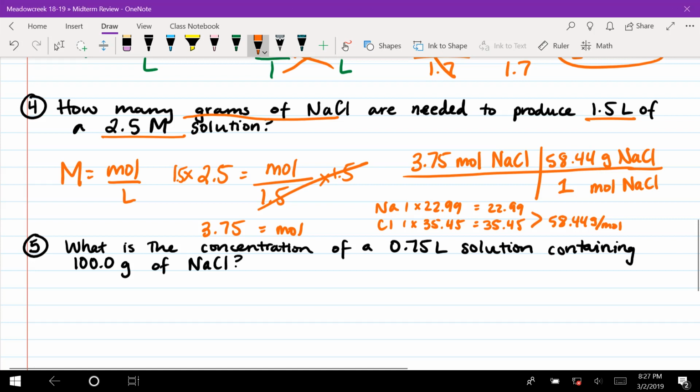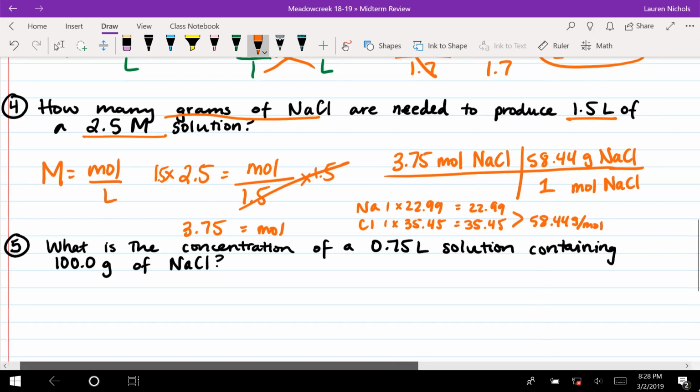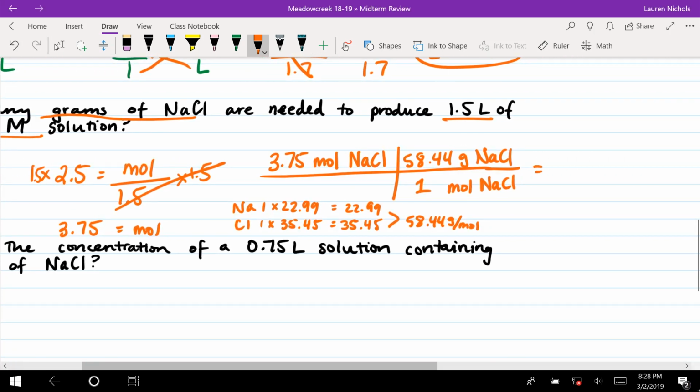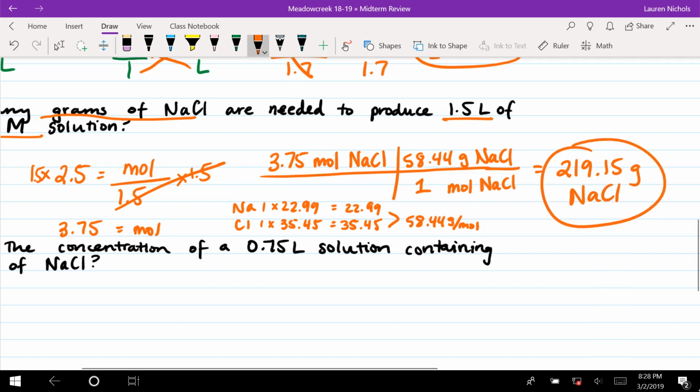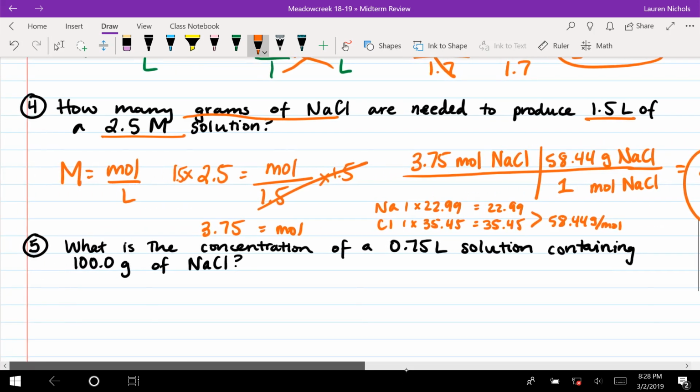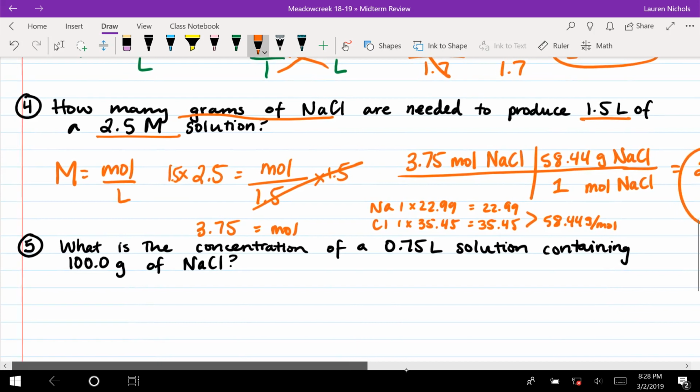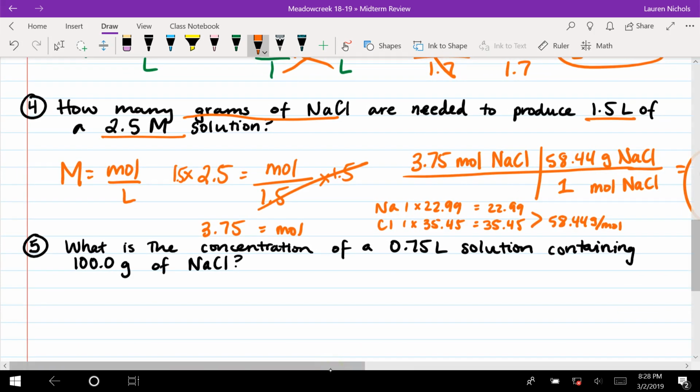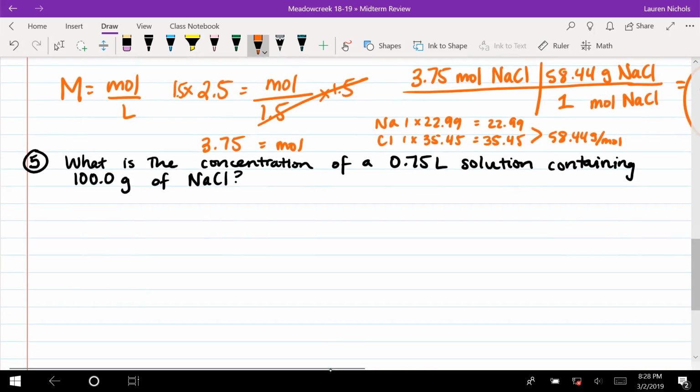And so that means our number of grams is 3.75 times 58.44, which gives us a total of 219.15 grams of NaCl, which is quite a lot of salt. So that was pretty much different because since we were looking for grams, we solved for moles first and then used a T-chart. But let's go ahead and look at the last problem.